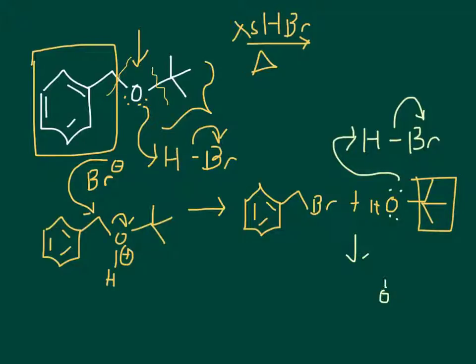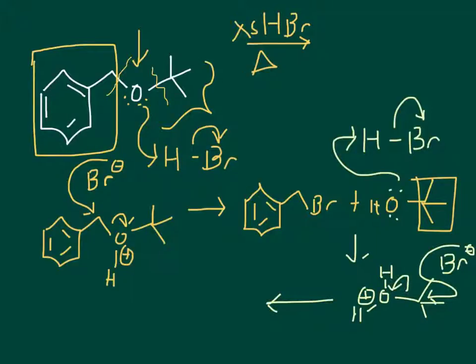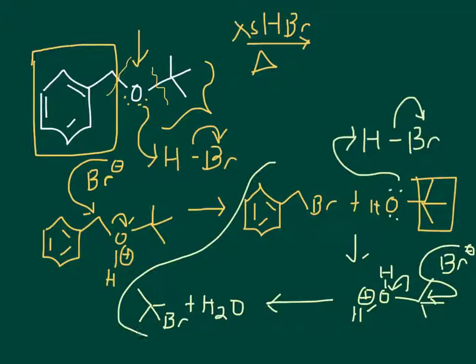We'll have the oxygen with the positive charge attached to these carbons. We have our bromide that's still in solution. And then, like we saw before, we're going to have an SN2 attack here, thus kicking off the water. Which, if you go back here, that will give us our alkyl halide plus water. So now we have our final products of the reaction, the two alkyl halides and water.